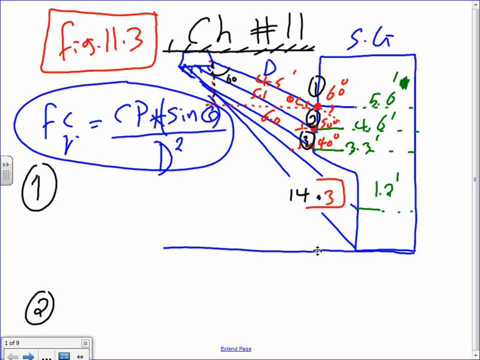So vertical foot candle calculation, and we need to find the calculation at point 1, point 2, and point 3, and we need to find the maximum, minimum, and average for these points. Maximum, minimum, and average. Cool? So we'll go ahead and do it.